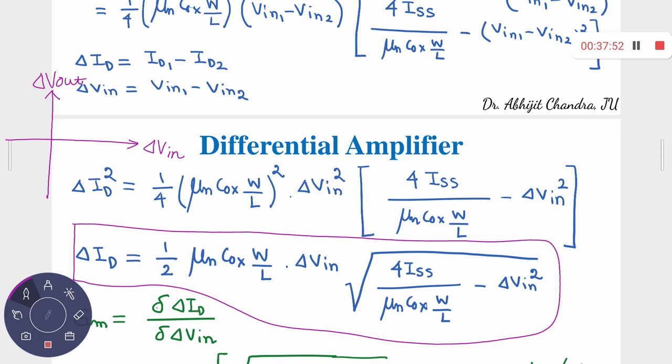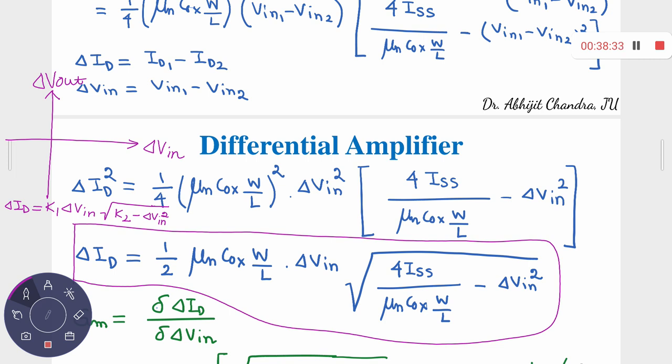Now there are parameters. Out of this, you understand that the constant part, half mu n C ox W over L, is constant. This one is also constant. So I can write this delta ID as some constant, let it be K1, times delta V in times the square root of K2 minus delta V in square. So we are interested in finding the variation of this delta ID with respect to delta V.